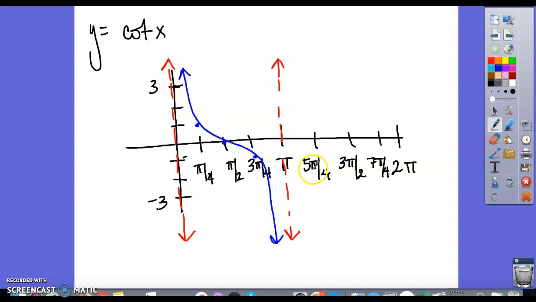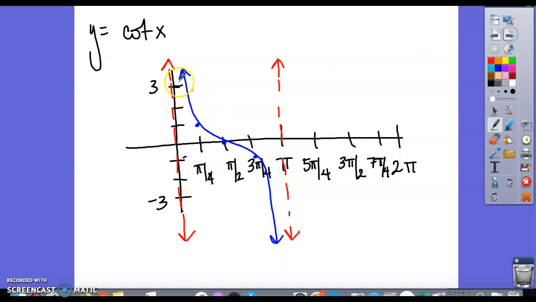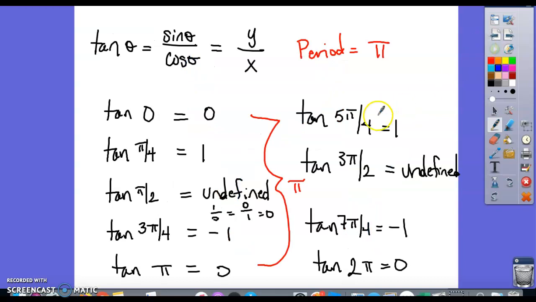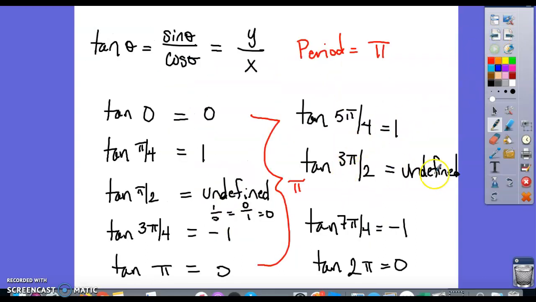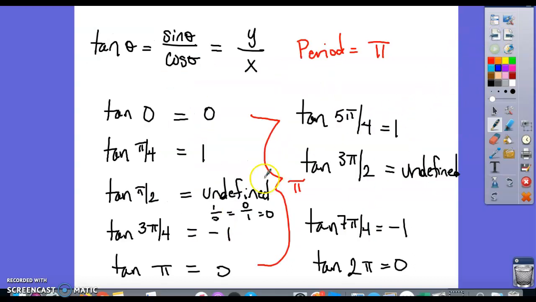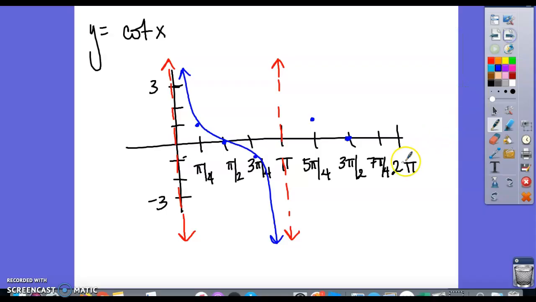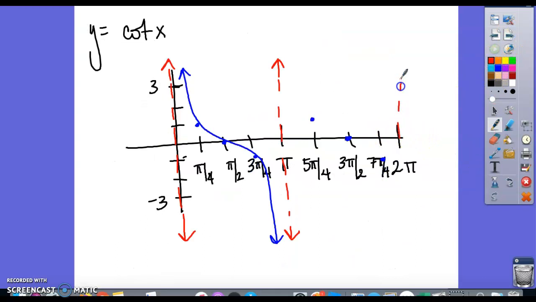of that function. Okay, so notice tangent and cotangent have the same shape. They're just going in opposite directions. They're flipped over the x-axis. Okay. 5 pi over 4 is 1. The reciprocal of 1 is 1. Okay, this is going to repeat. 3 pi over 2 is undefined. The reciprocal of undefined is 0. 7 pi over 4 is -1. The reciprocal of -1 is -1. And 2 pi is 0. The reciprocal of 0 is undefined.